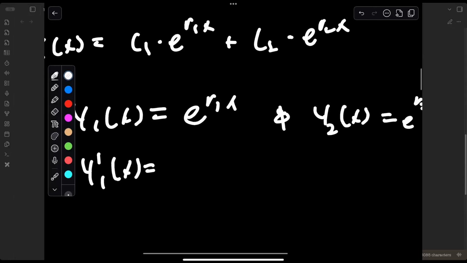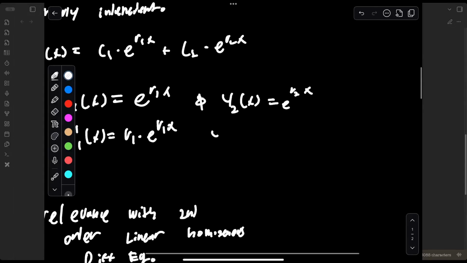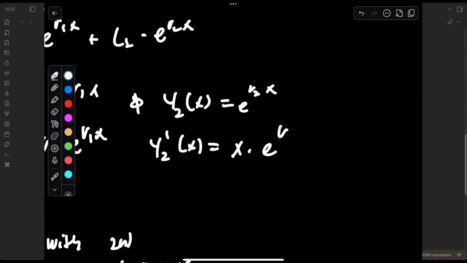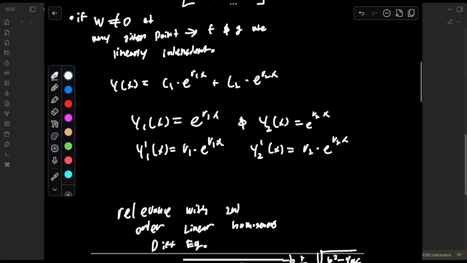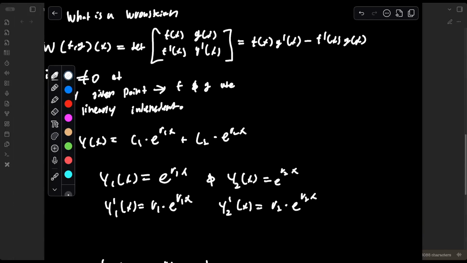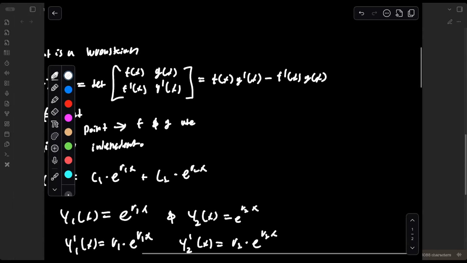The derivative of y1 is going to be r1 times e to the power of r1x, and the derivative of y2 is going to be, sorry, I mean r2 times e to the power of r2x. Now we have the following derivatives, and we're going to translate that in terms of f, g, f prime, and g prime.